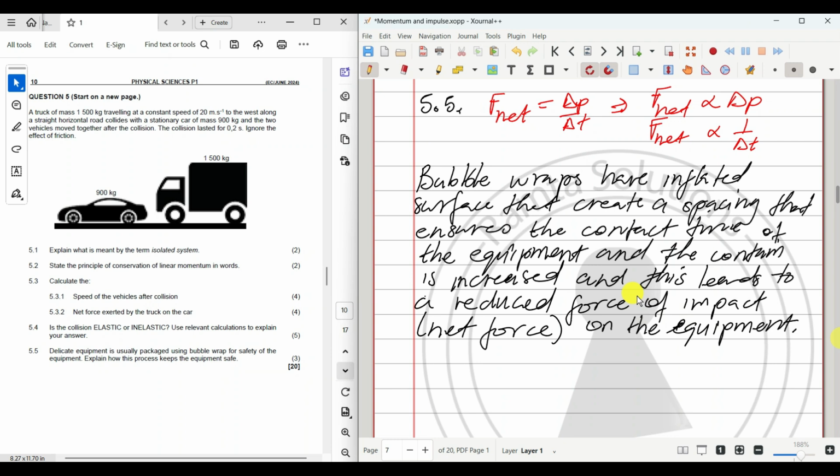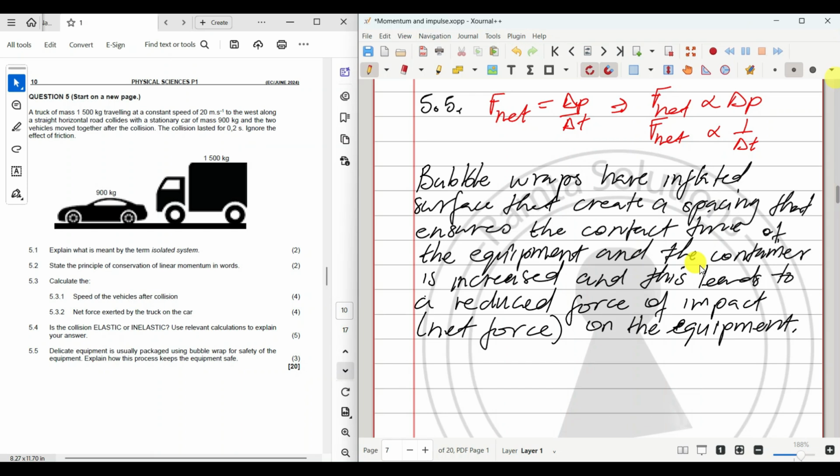So the gist of it is this: bubble wraps create a spacing that ensures an increase in contact time of the collision. Let me add this, perhaps with a red: the contact time of the collision between the equipment and the container is increased, and this leads to a reduced force of impact on the equipment. So this is what bubble wraps are for.